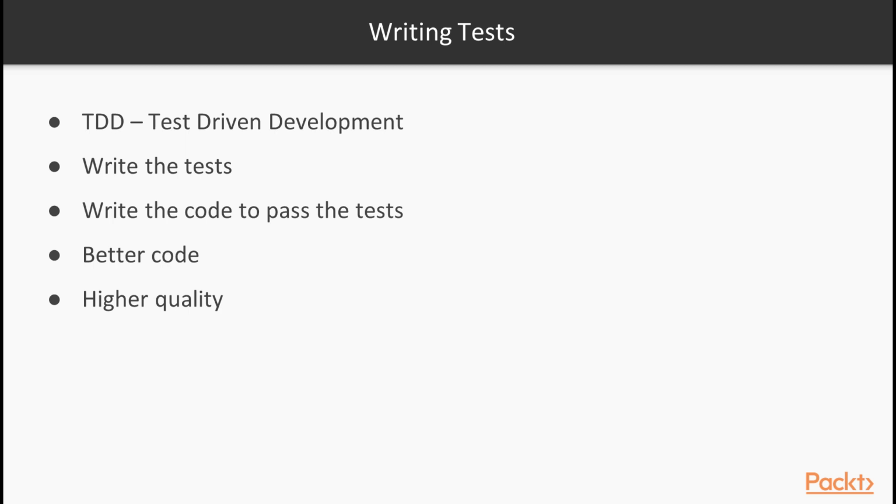There are different techniques that we can use to write tests, and one of the most popular ones is test-driven development, or TDD. Applying TDD means writing the tests first and then writing the code to pass the tests. Following this pattern helps us to write better code because we are forced to think more about the design before implementing the functionalities, which usually leads to higher quality. That brings us to an end of this video.